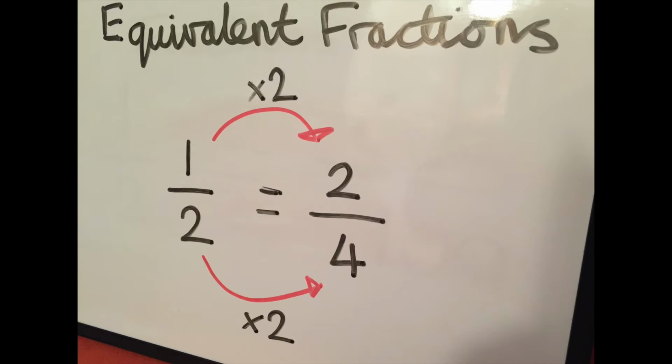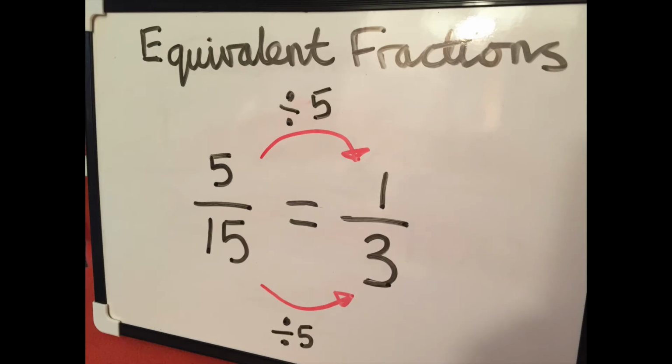So we multiply our numerators. 1 times 2 is 2. So 1/2 equals 2/4. It's the other way round this time. We're dividing. So we divide 15 by 5 to get 3. So we divide 5 by 5 and we get 1. So 5/15 is exactly the same as 1/3.